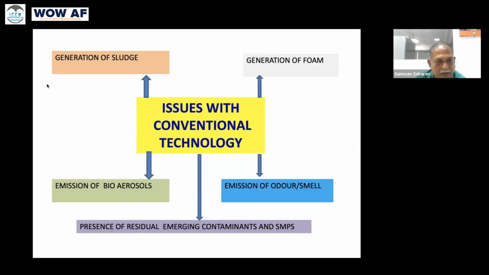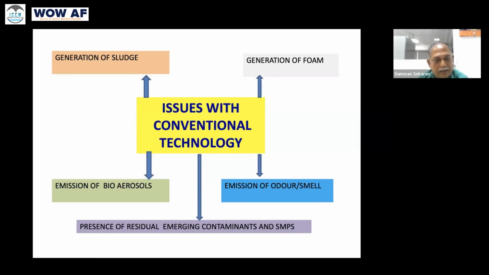Issues with the conventional technology: generation of sludge. This is a very important point to be noted, that conventional technology generates a huge amount of sludge. And of course, the wrong notion is that sludge can be used as manure for garden or greenery. That is a wrong concept. Many people are following that, but it is a wrong concept. Other issues are the generation of foam, emission of odor or smell, and emission of bioaerosols. Some bacteria and viruses are released from conventional technology treatments. And there is the presence of residual emerging contaminants and soluble microbial pollutants.